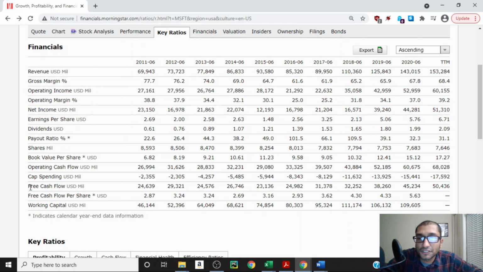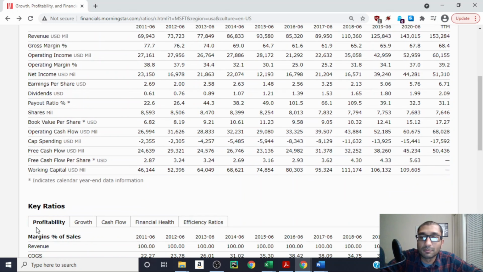Finally, looking at the free cash flow. The free cash flow is what we get when we subtract capital spending from the company's operating cash flow. Back in 2011, Microsoft's free cash flow was about $24 billion. For the year 2020, it was about $45 billion, and for the trailing 12 months, it's at $50 billion. Ideally, we want to see the company's free cash flow staying steady or increasing. Microsoft's free cash flow has been increasing since 2015. I will be using the past 10 years of free cash flow for my expected rate of return calculation, and I will be using the 2020 figure of $45.234 billion for my discounted free cash flow (DCF) analysis.